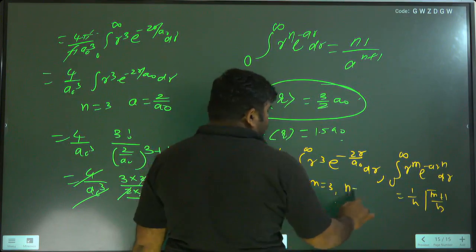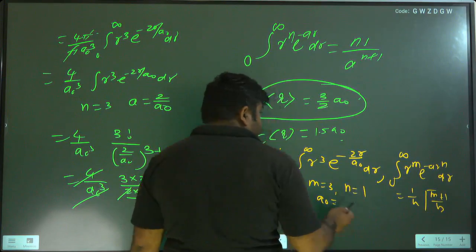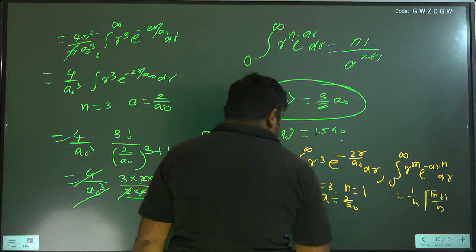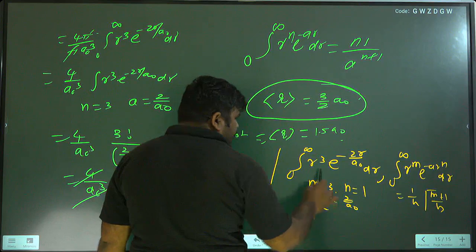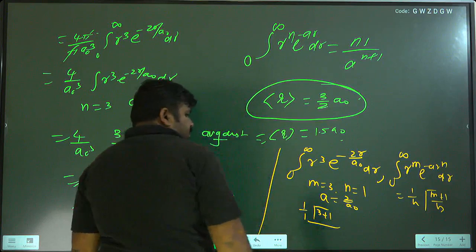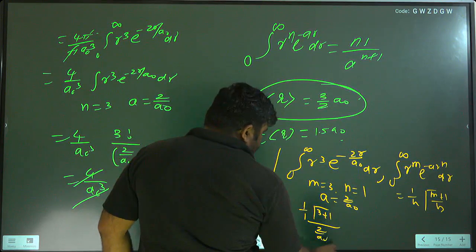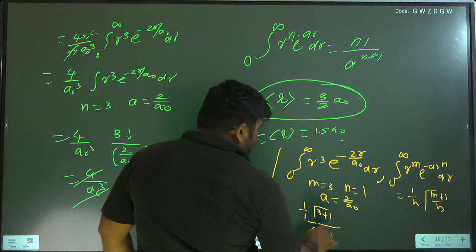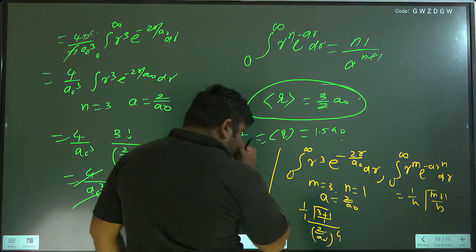What is the value of n? n is equal to 1, and what is the value of a naught? a is equal to 2 upon a naught. Substitute: 1 upon n, 1 upon n means gamma of n plus 1, which is gamma 3 plus 1, that is gamma 4, divided by (2 upon a naught) to the power 4, m plus 1 means 3 plus 1, so this can be written as gamma 4.